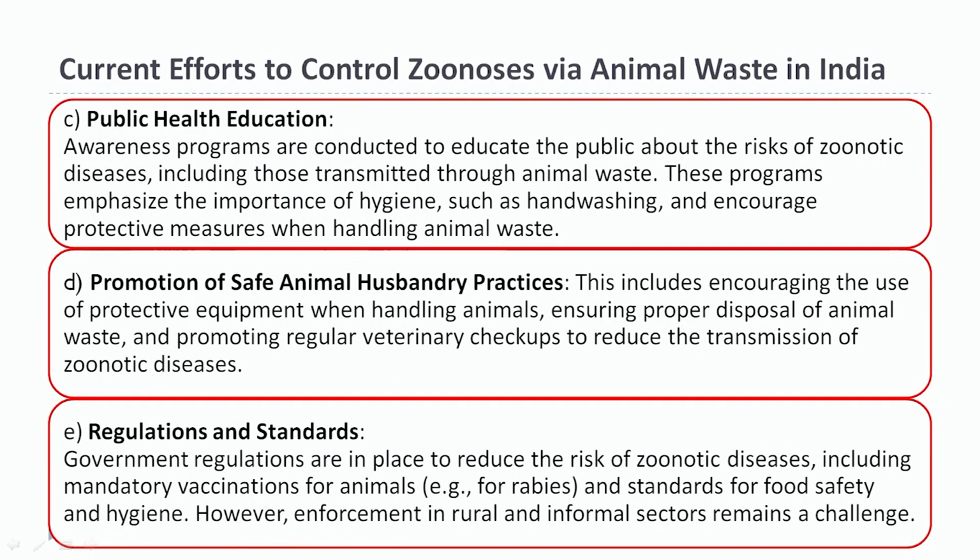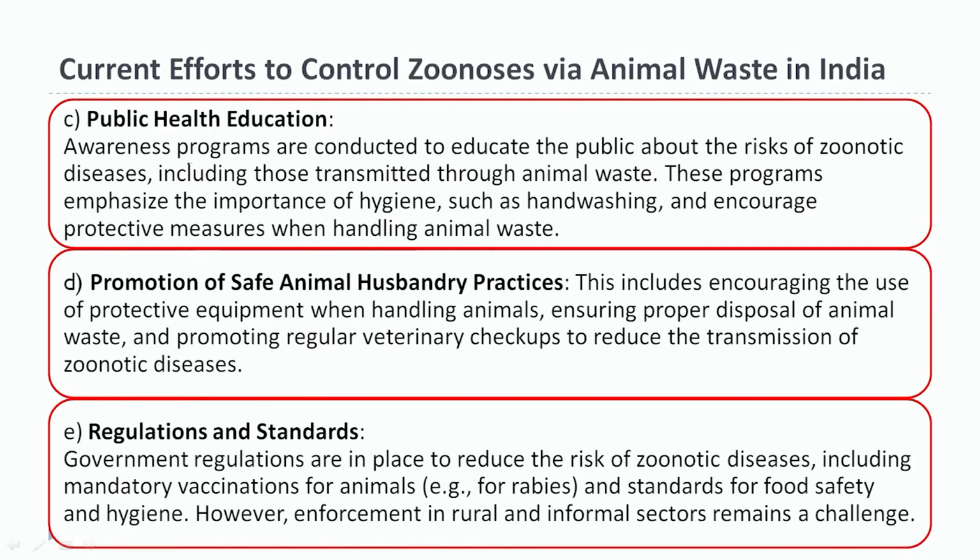Along with that, public health education is most important for prevention of transmission of these zoonotic diseases. For that, awareness programs are conducted to educate people about the risk of different zoonotic diseases that are spread via animal waste. All these programs mainly emphasize the importance of maintenance of hygiene, importance of hand washing, and encourage the wearing of protective clothing at the time of handling animal waste.